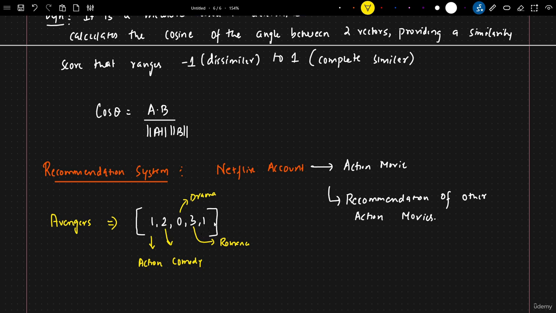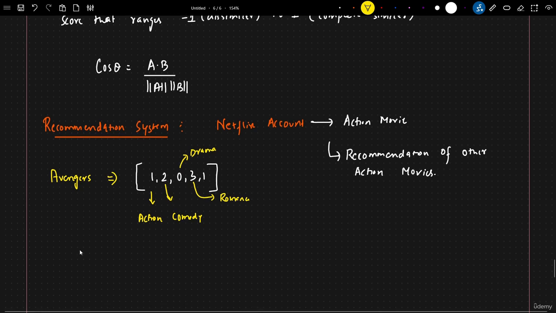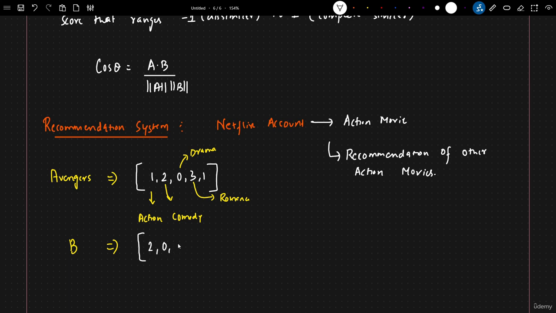There is another movie which is called B. I'm not telling which movie this is, and let's say that this particular movie has a vector of 2, 0, 1, 1. My main aim is that if a user watches the movie Avengers, whether he or she should be recommended this particular movie B.